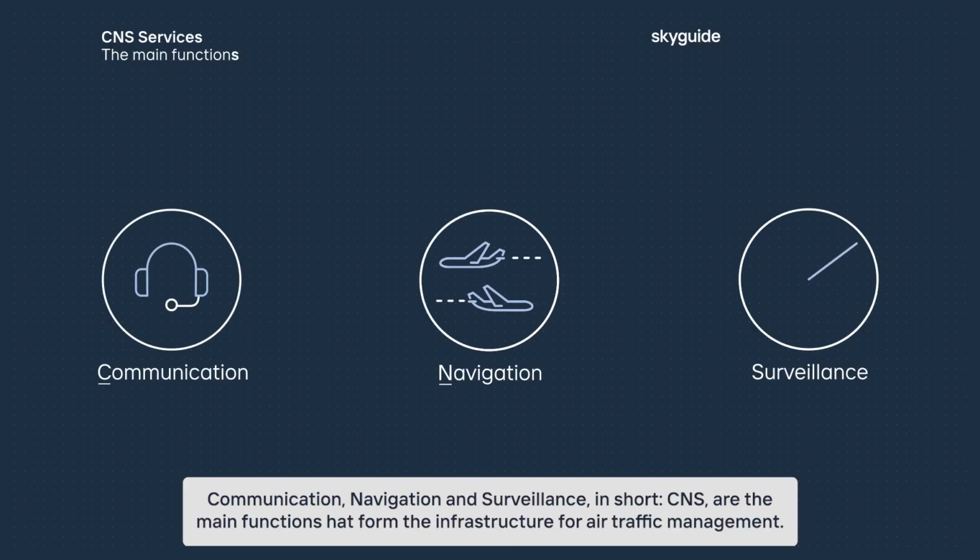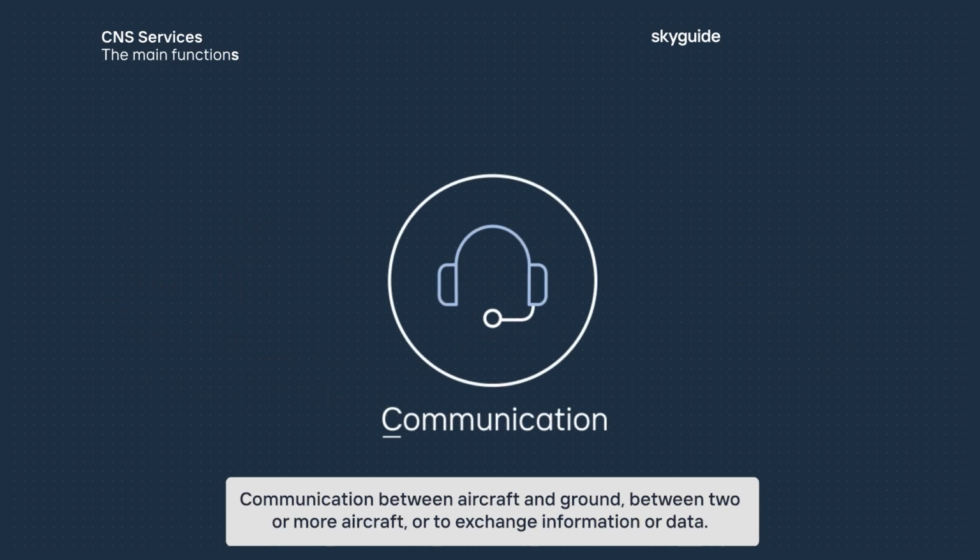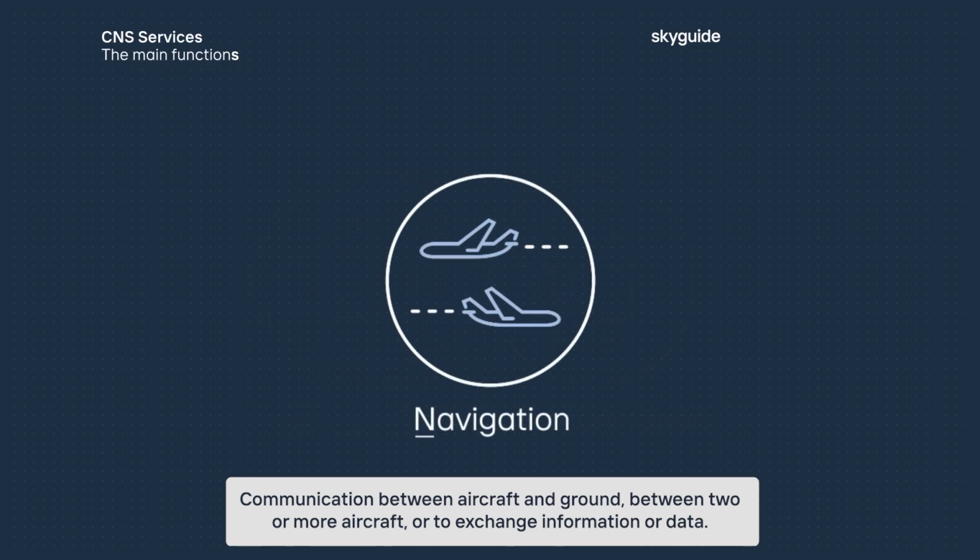Communication, navigation and surveillance, in short CNS, are the main functions that form the infrastructure for air traffic management. They are essential to ensure safe and efficient air traffic.